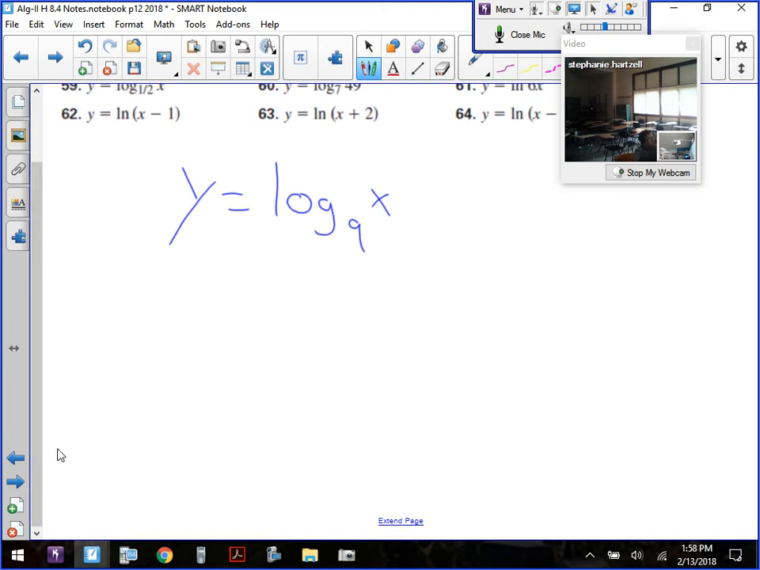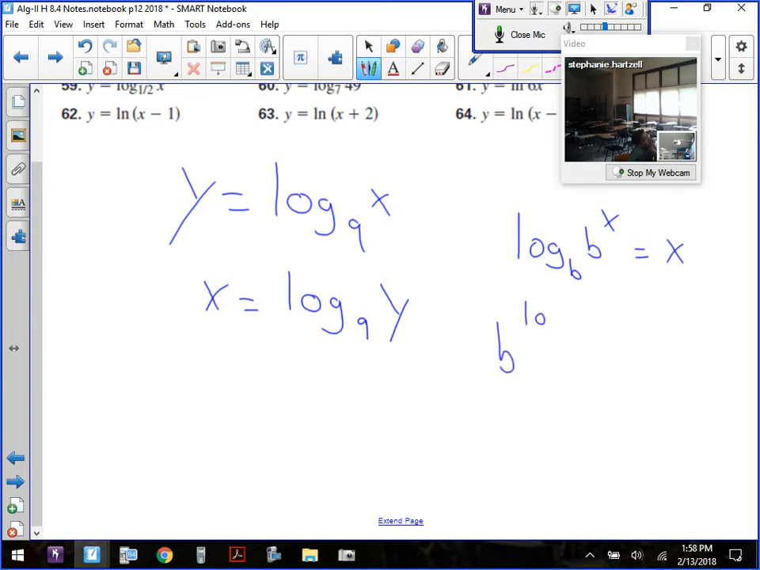So in order to flip-flop x and y, or sorry, in order to resolve this one, you have to use one of the log properties to undo the log. The two properties we talked about for logs, how they undo one another, was log base b of b to the x is x, and b to the log base b of x is also x. That's how you undo a logarithm, or how you undo a base, if you will.